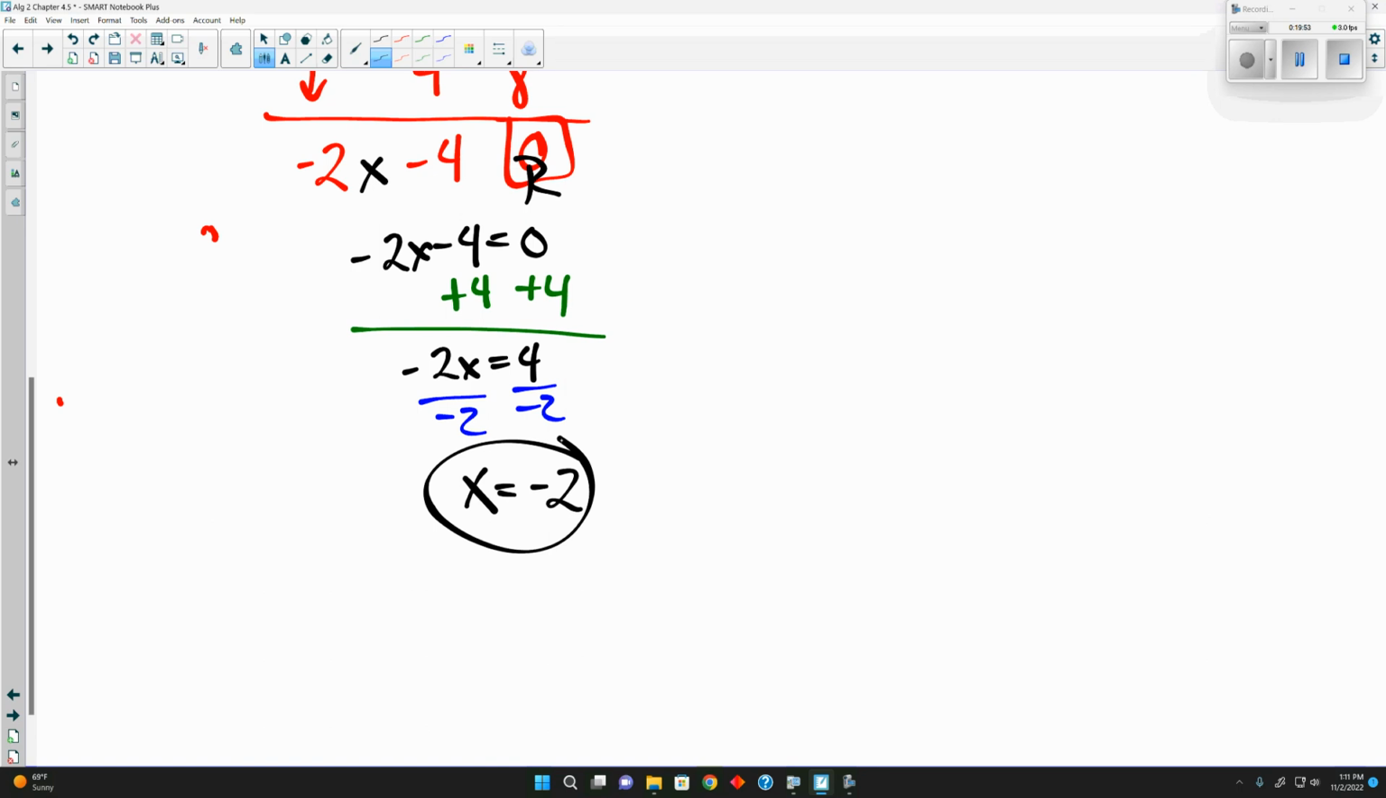So we show that the solutions are 2, 2, negative 2, and negative 2. We have 4 values. But that's it.